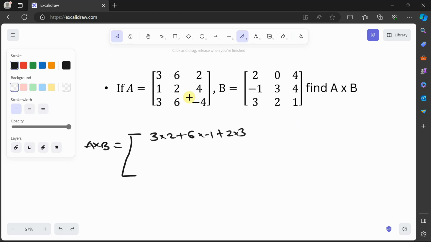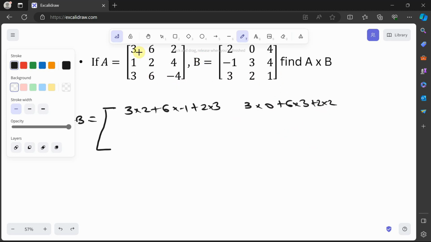Same principle. To find the second element, that will be 3 times 0 plus 6 times 3 plus 2 times 2. And to find the third element, that will be 3 times 4 plus 6 times 4 plus 2 times 1. And that's it with row 1. For row 2, same thing too. Row 2 multiplied by column 1 of matrix B will be 1 times 2 plus 2 times minus 1 plus 4 times 3. Also, row 2 multiplied by column 2.